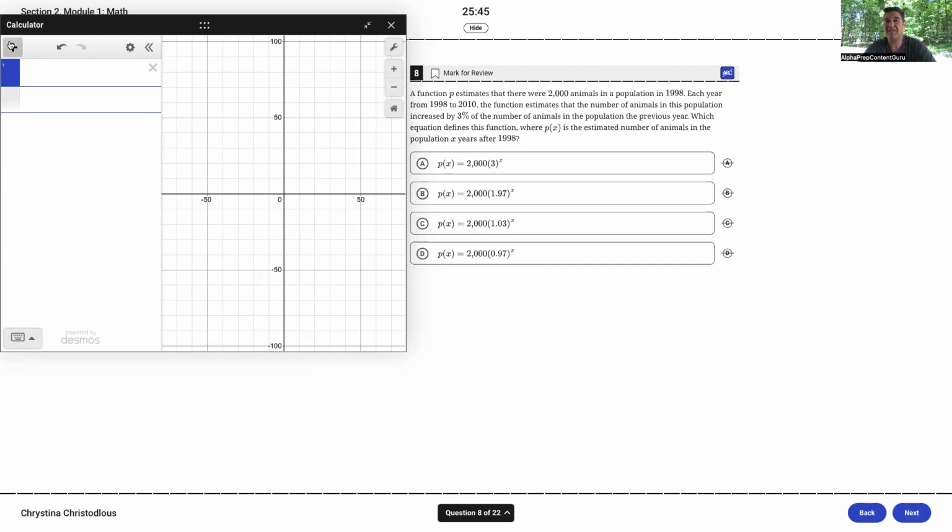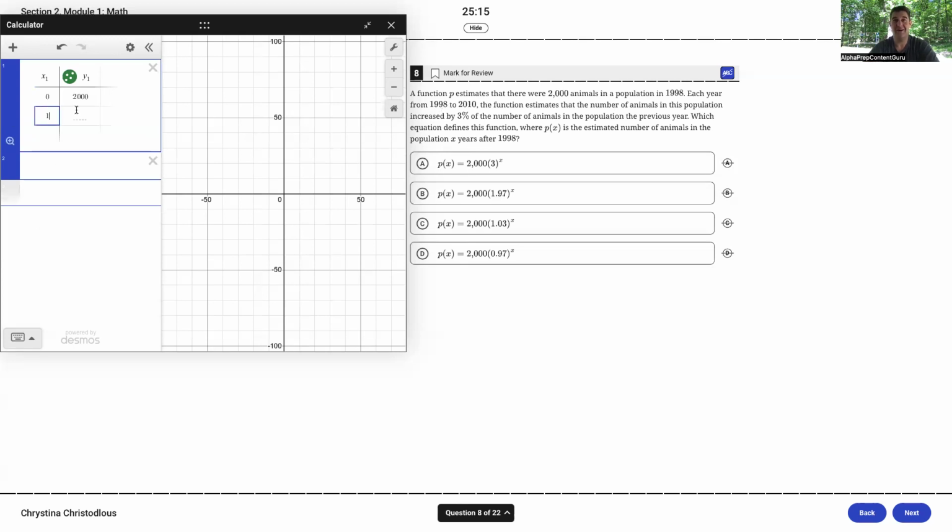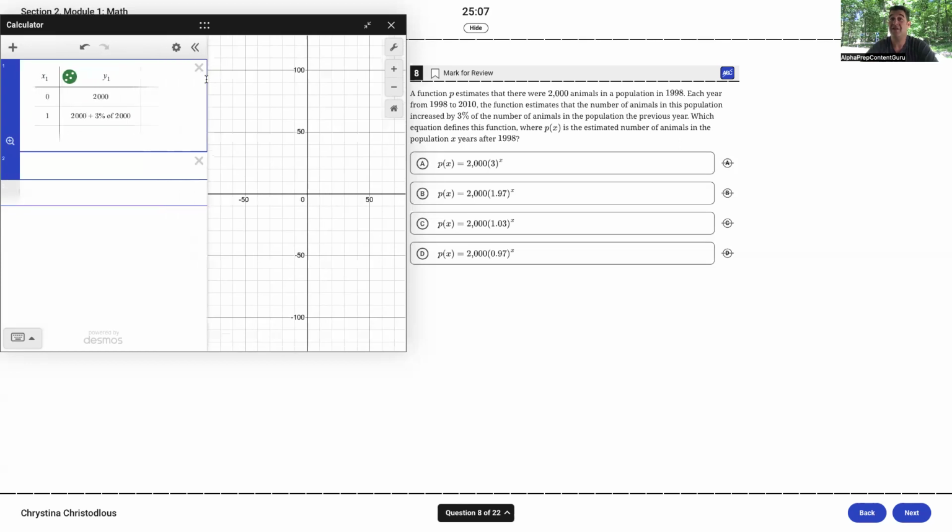All right, this is a classic example where I'm going to create a table. It says function P of X estimates that there are 2,000 animals in the population in 1998. Each year from 1998 to 2010, the function estimates that the number of animals in the population increased by 3%. X is the number of years after 1998. So in 1998, when X was 0, there were 2,000 animals. 1 year later, there were 2,000 animals plus 3% of 2,000 animals. Very cool, by the way, that I can just type in 3 and then percent of 2,000 animals.